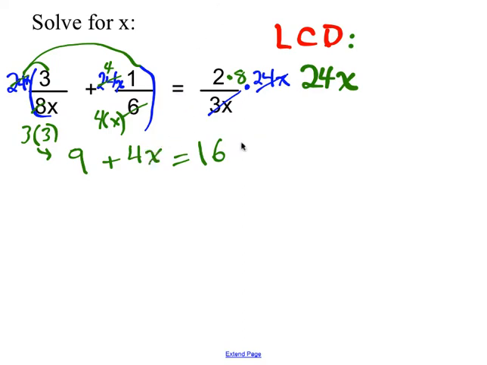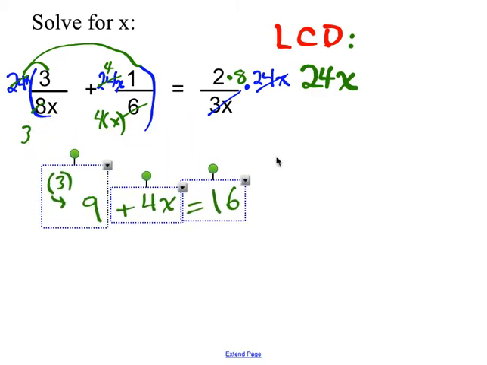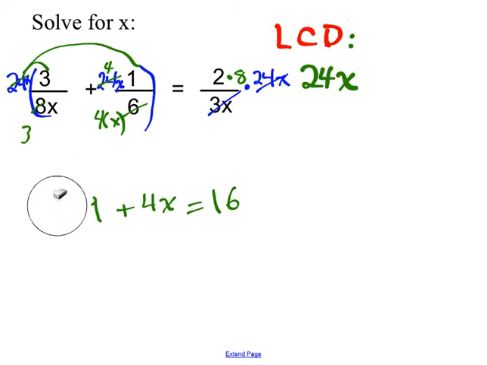So you can see what happened. I went from an equation with 3 messy looking fractions there to something that's a little bit easier to work with now. This is basically just a two-step equation now.